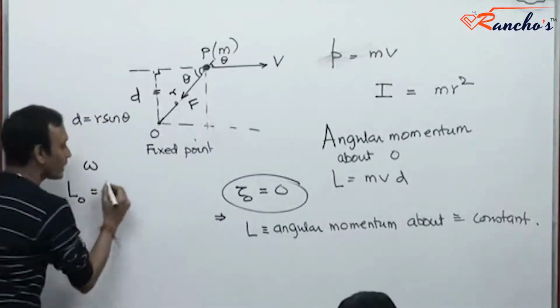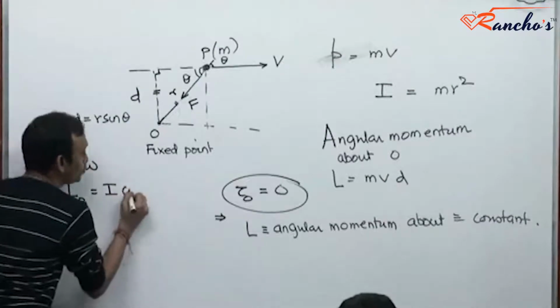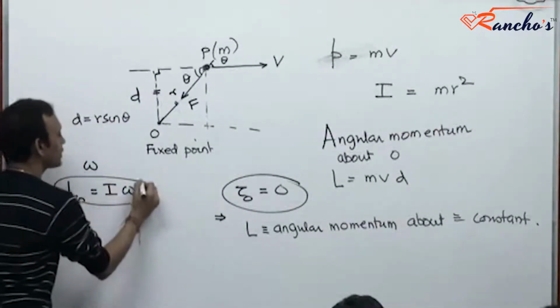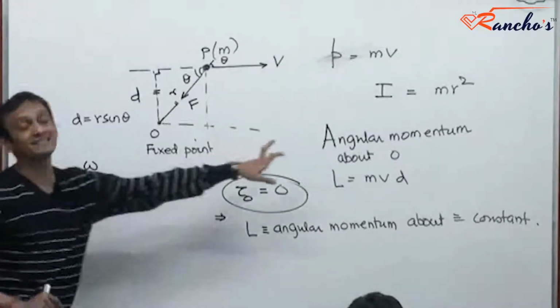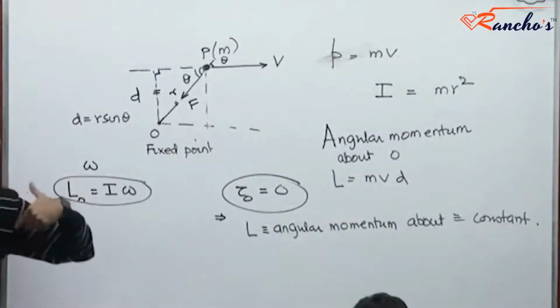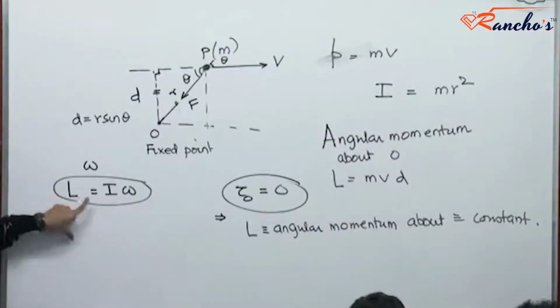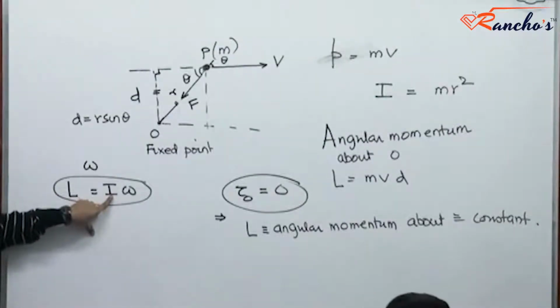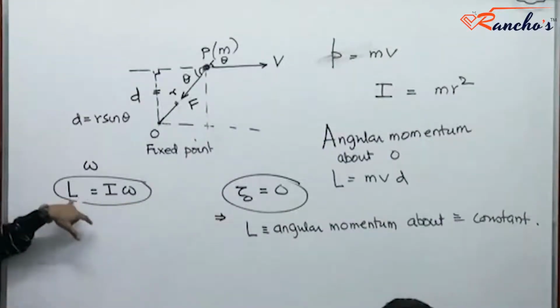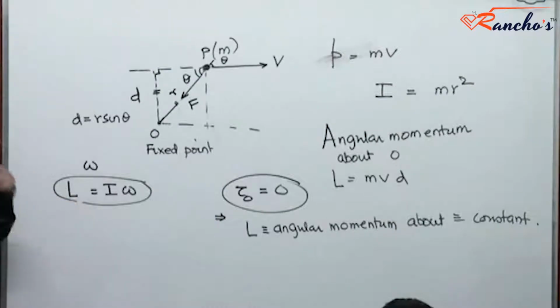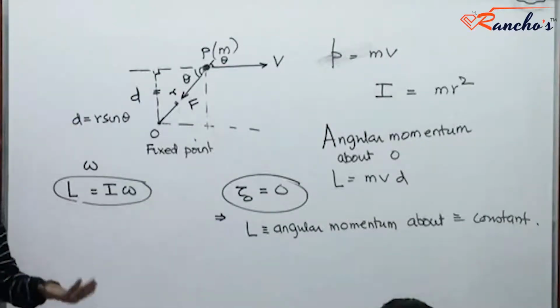will always be its moment of inertia about O times omega. That would be its angular momentum, the same as mvd at any given point. The moment of inertia, which is mr squared for a point particle, times omega at that point will measure the angular momentum of the particle about O. In the absence of any net torque about O, the total angular momentum of the particle about O will remain conserved. That's the law of conservation of angular momentum, right?